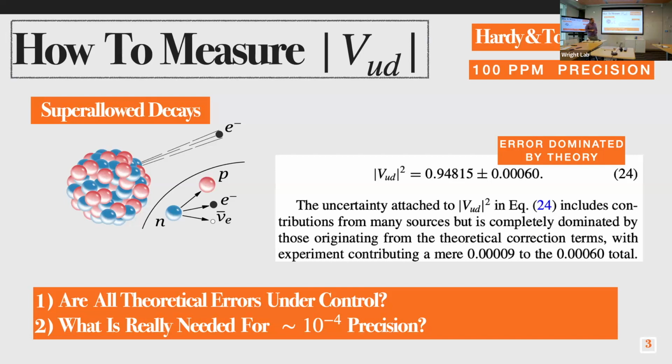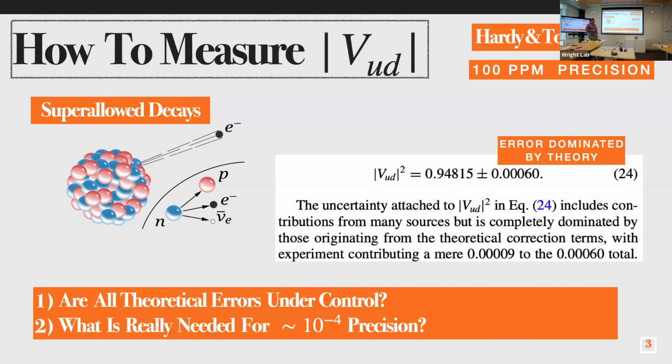So what I want to show you comes from a review by Hardy and Towner. They've been doing these reviews since sometime in the 80s, in which they compile all of the measured decay rates of a bunch of superallowed transitions. Superallowed means spin 0 and positive parity transitions to spin 0 and positive parity.